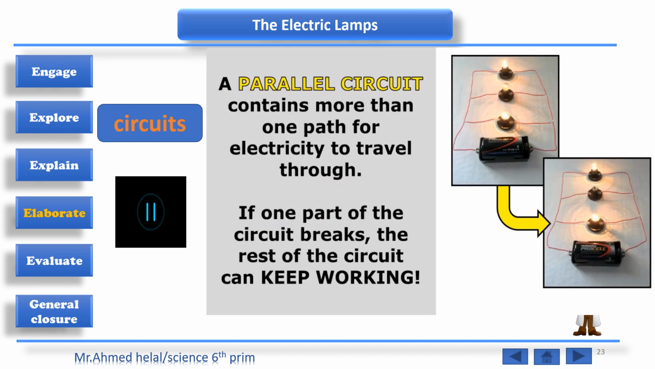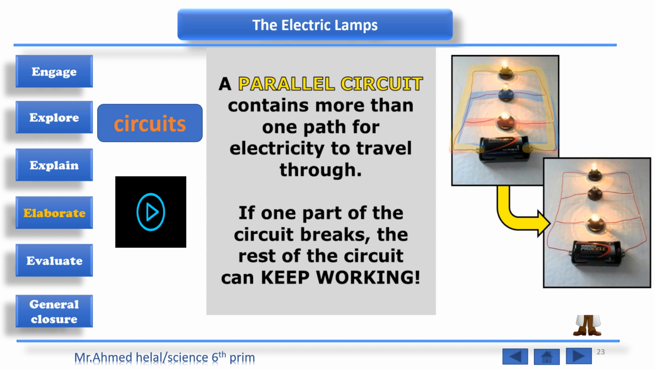A parallel circuit contains more than one path for electricity to travel through. So I can see in this top picture, electricity could travel this way through the circuit, or through this middle part of the circuit, or through this top part of the circuit. Those are three different paths for electricity to travel through. Now in a parallel circuit, if one part of the circuit breaks, the rest of the circuit can keep working.